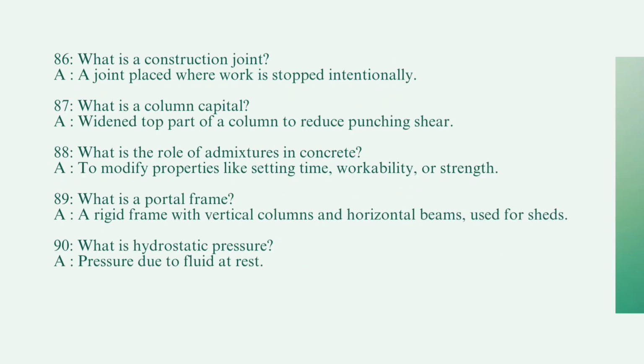Question number 86. What is a construction joint? A joint place where work is stopped intentionally. The next question, what is a column capital? Answer is, widened top part of a column to reduce punching shear is called as a column capital.